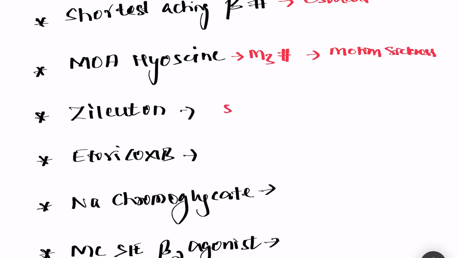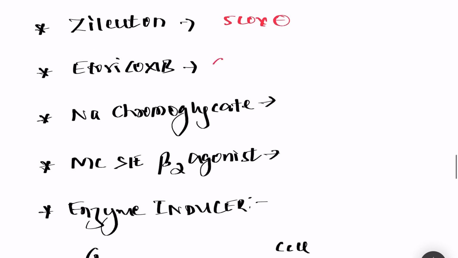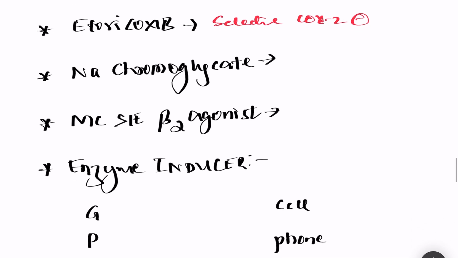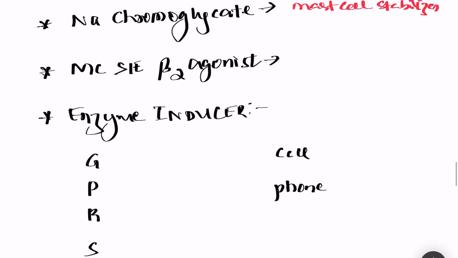So zileuton is a 5-lipoxygenase inhibitor, mainly used in the treatment of bronchial asthma. So etoricoxib is a selective COX-2 inhibitor. So sodium cromoglycate is basically a mast cell stabilizer. Basically, it is also used as a part of the anti-asthmatic treatment. Most common side effect of the beta 2 agonist is your tremors.